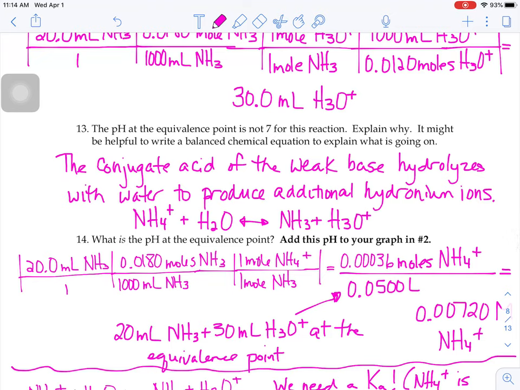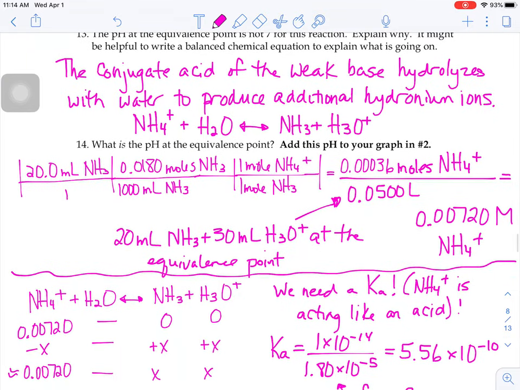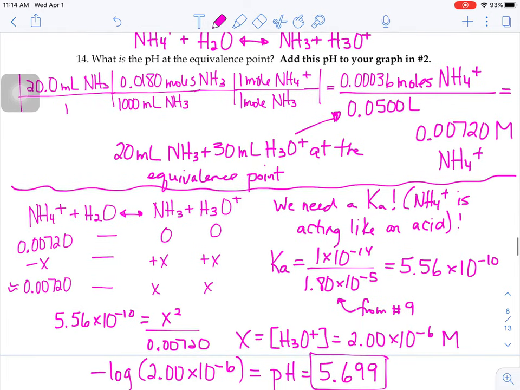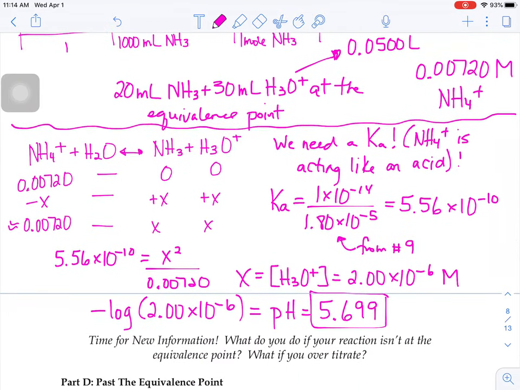So at the equivalence point, you don't have any of that NH3 or the acid left over. You only have NH4+. And because you only have the NH4+, that can react with the water that's in there to create additional hydronium ions. And then we get our pH that's not 7 at the equivalence point, from when we reacted our weak base with our strong acid.